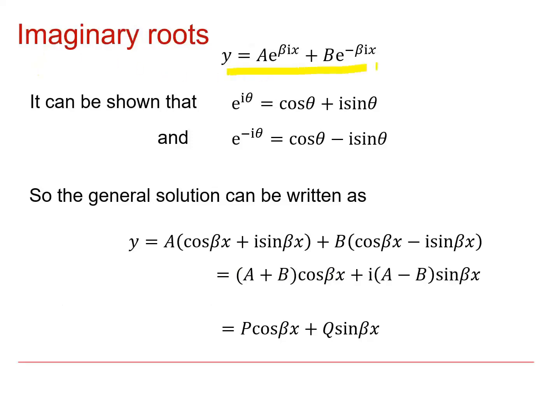If I'm starting from here, I know that these are my forms for e to the i theta and e to the minus i theta, and so the general solution can be written as a cos beta x plus i sine beta x from the first bit, it's using this, and b cos beta x minus i sine beta x from the second bit, that's using this. If I pull together the real and imaginary parts, you can see I get these. And all I've done is to rewrite a plus b as some other arbitrary constant p, and i a minus b as some other arbitrary constant q.